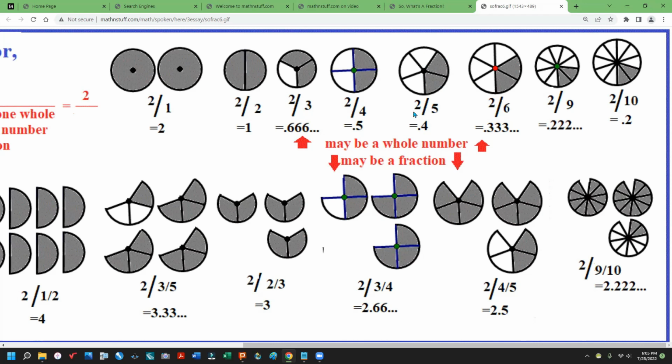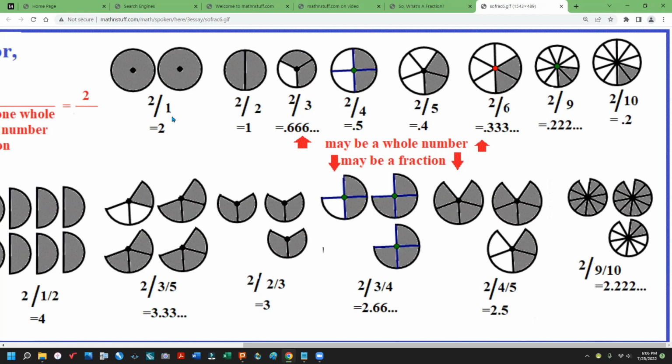5 pieces, 2/5 is 0.4. 2/4 is 0.5 or a half. Notice 0.2, 0.22, 0.33, 0.4, 0.5. The numbers are increasing as the number of pieces decrease. So we were up to 2/3. Now let's go to 2/2.